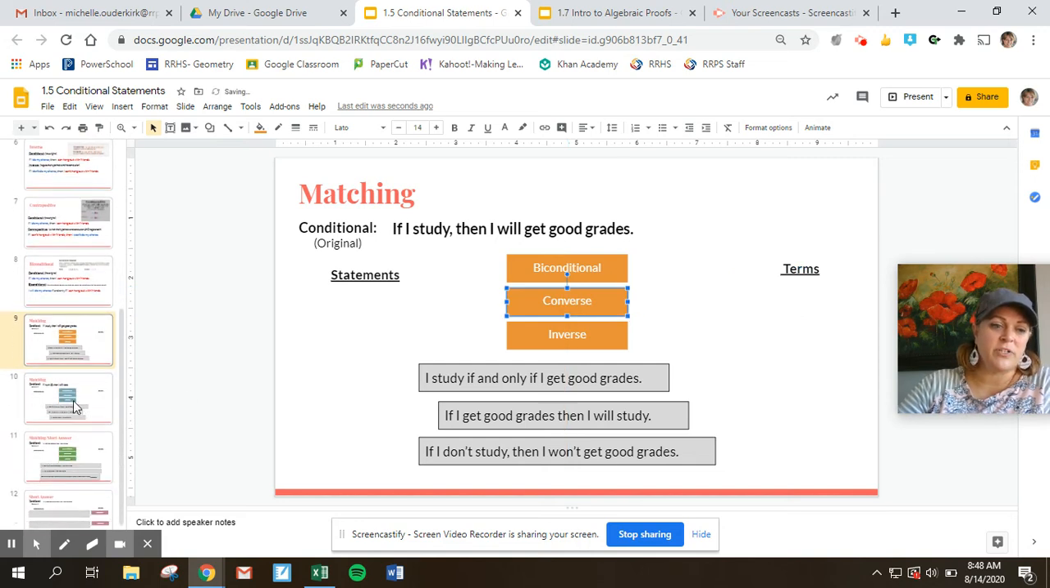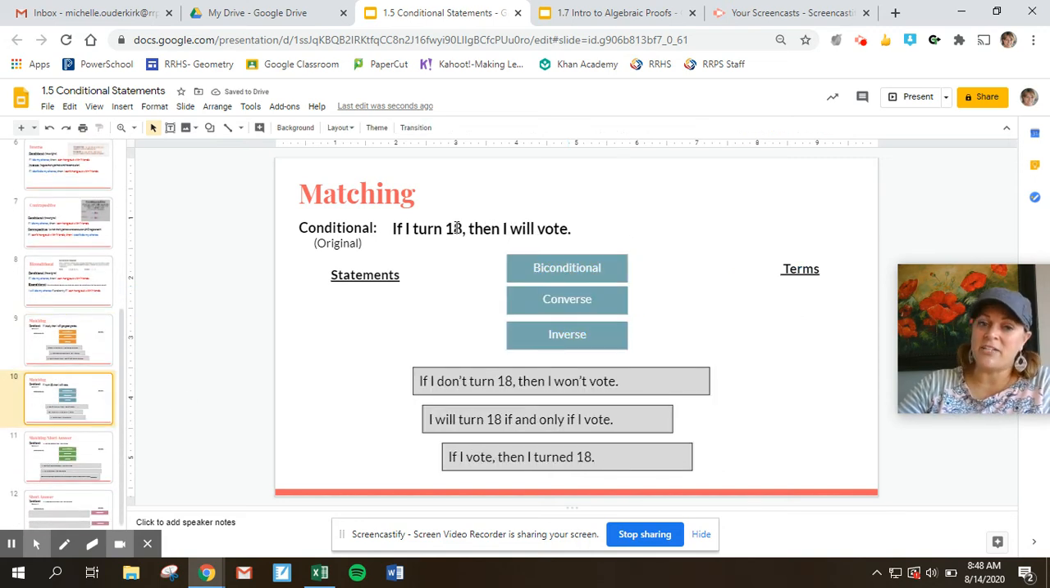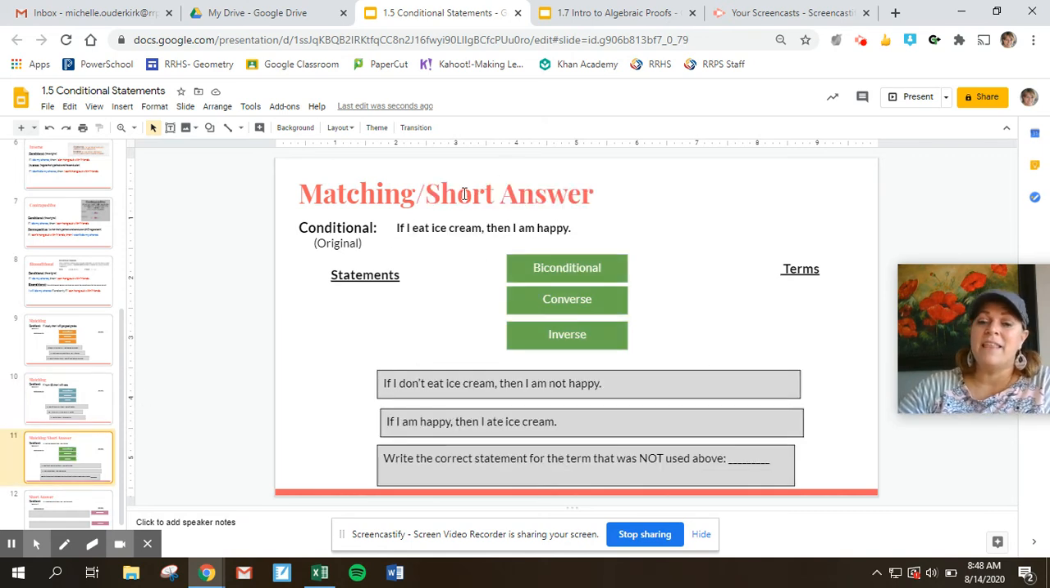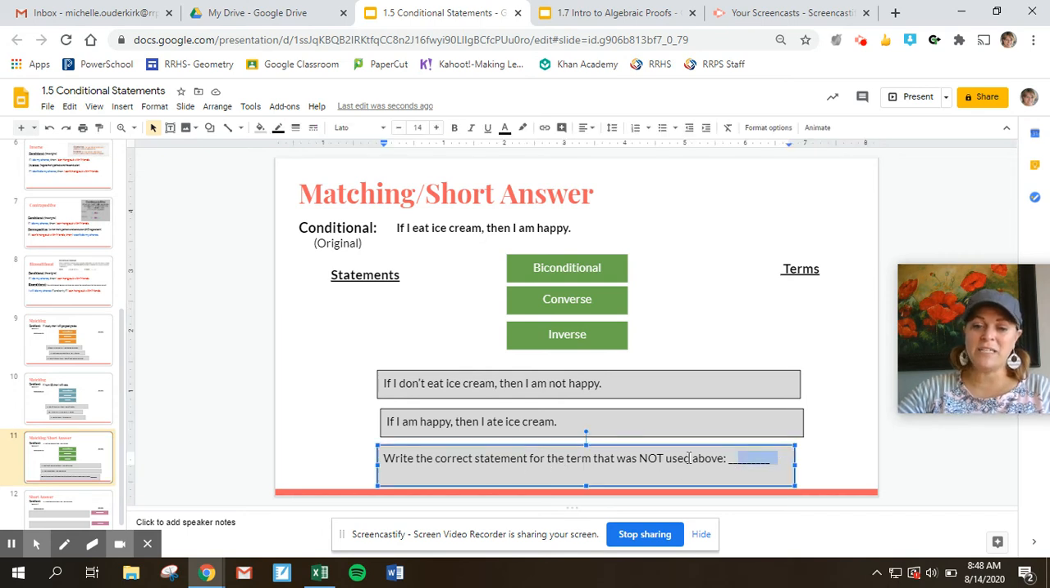I have a couple of those for you. So you would do another one here: if I turn 18, then I will vote. And one more. This one I left a little bit more difficult. You do the matching, and then there's one term that isn't said at all. So if I eat ice cream, then I am happy, that's for me anyway. You're going to have biconditional, converse, and inverse. One of these doesn't have a sentence, so you are actually going to have to write it right here. You can delete this other stuff and just write it in. And then you rearrange. So do just like the matching, but short answer.